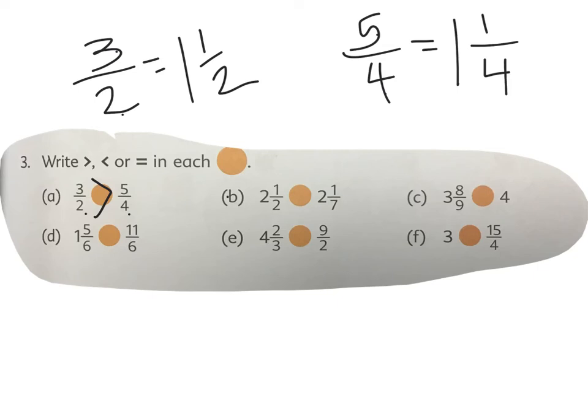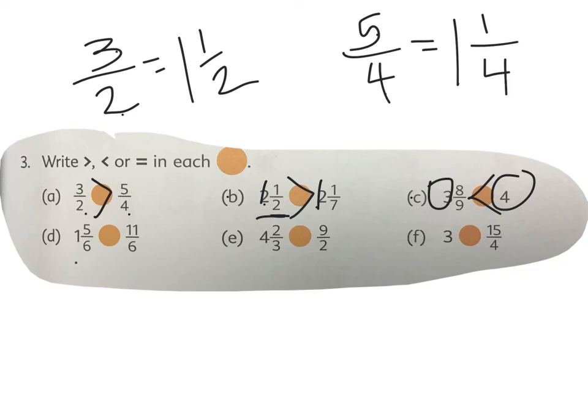Let's go on to B. 2 1/2 and 2 1/7. We have the same number of whole numbers so that we can cross those out. Now 1/2 and 1/7. Would I want to share a candy bar with one person or cut it into 2 and have 1 piece out of 2? Or would I want to share with 7 people, and only get 1 piece? 2 1/2 is going to be bigger. C, we don't have to do much more because 4 is bigger than 3. So 4 is bigger.